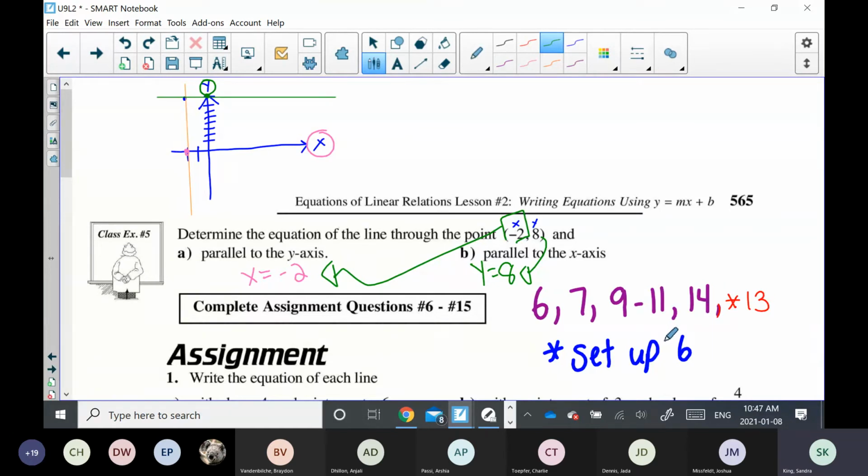I'm going to set up number 6 with you. And then I will do number 13 with you, because 13 is a question we've never done before, but it's expected that you'd be able to do this on a test. So let's set up number 6 together.